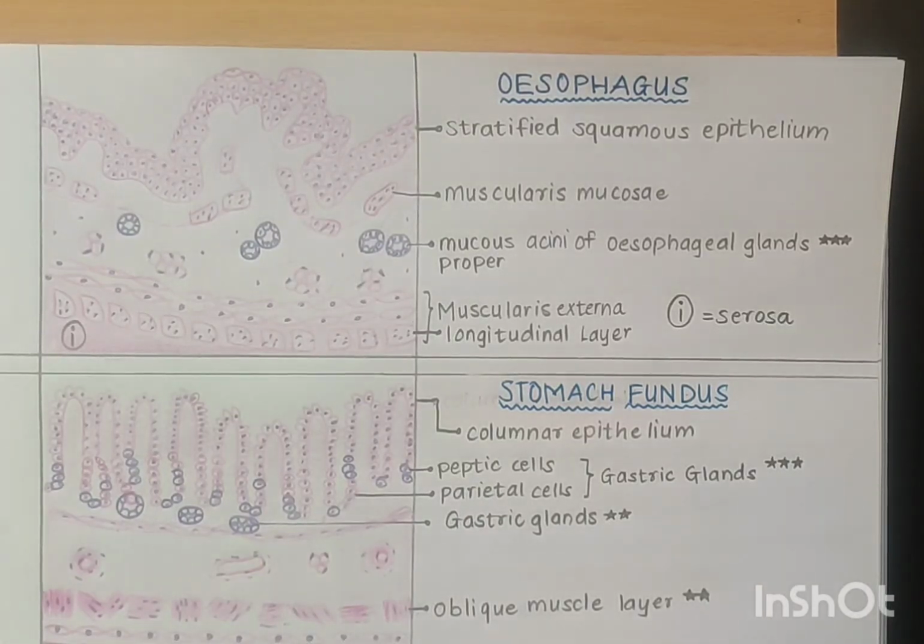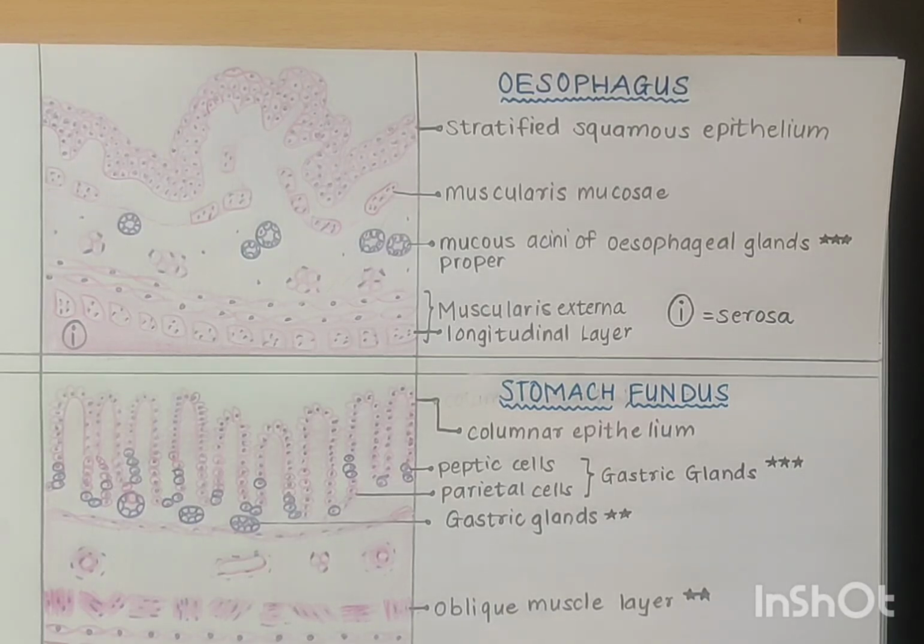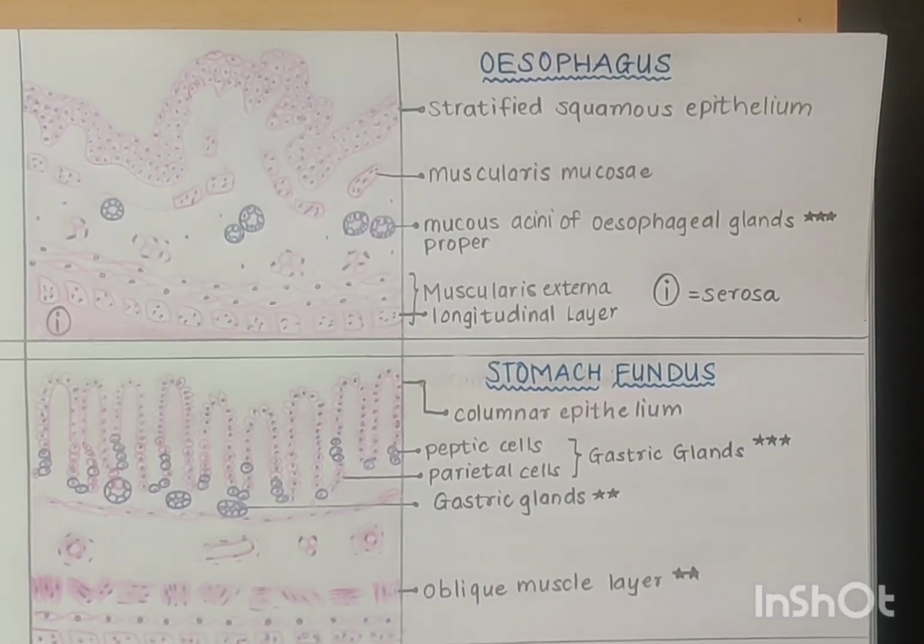Hey guys, so in this one we are going to be talking about the esophageal slice of the GIT. So I'll cover the entire GIT in this one. So let's quickly get into it.